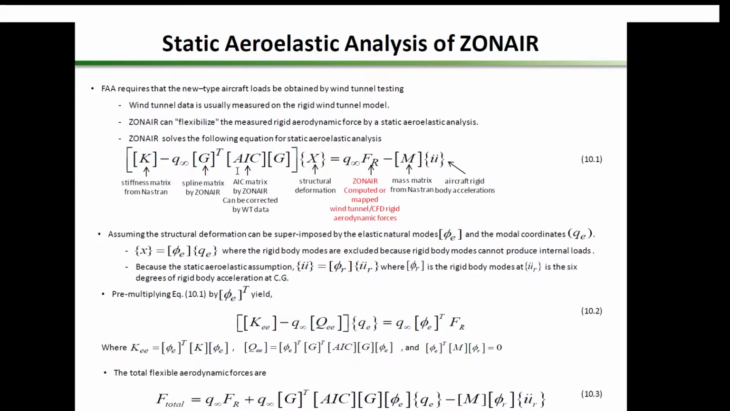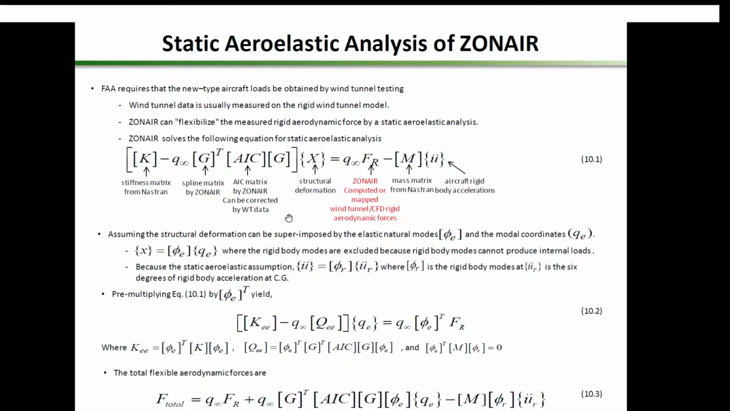AIC matrix computed by ZONAIR, and G is the spline matrix, and FR is the ZONAIR computed rigid aerodynamic forces, or wind tunnel measured or CFD computed aerodynamic forces on the rigid aircraft, and M is the mass matrix computed by the finite element solver, and U is the aircraft rigid body acceleration.